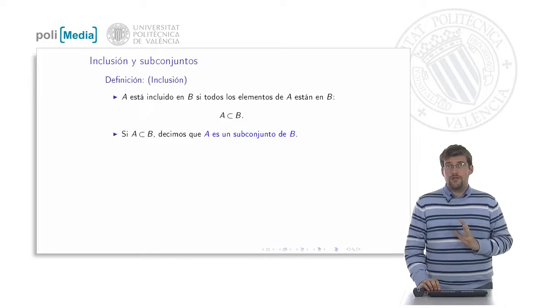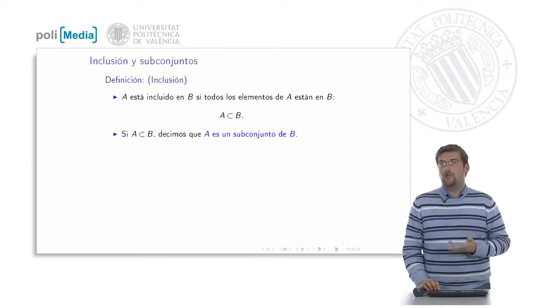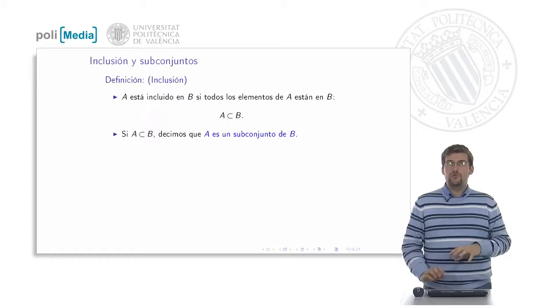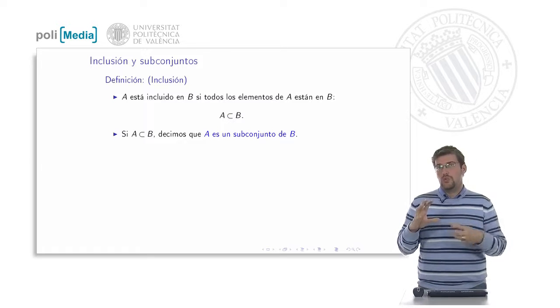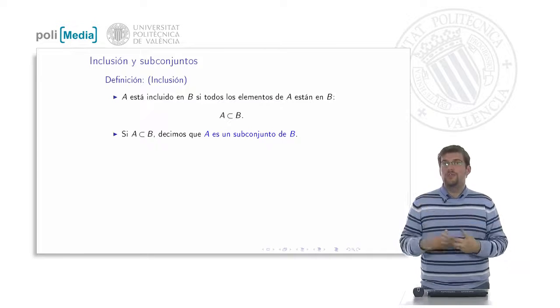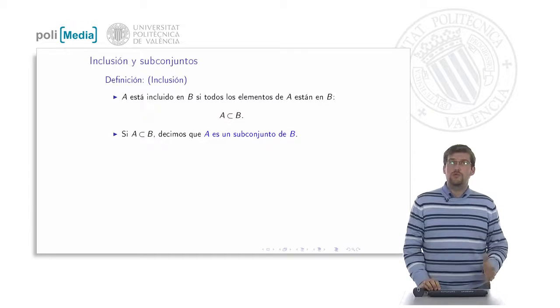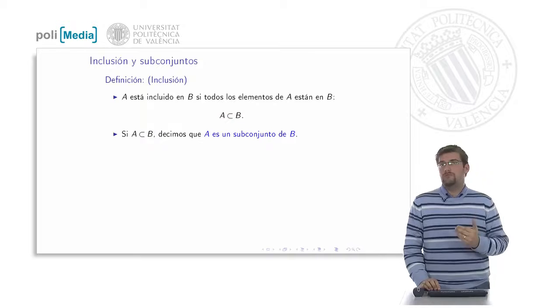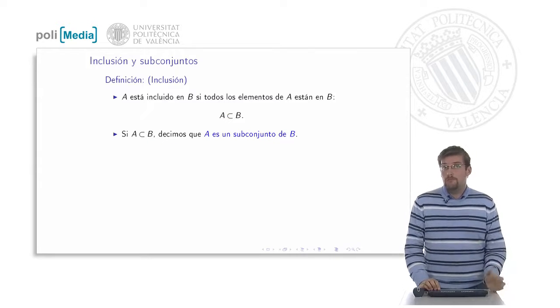The notation we use for this is an elongated C-like symbol, which is called inclusion. And when set A is within set B, it is referred to as a subset of B. This represents the concept of a subset. Inclusion and being a subset are essentially synonyms.